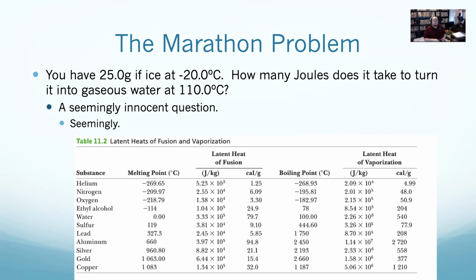Now, if it wasn't changing phase, we just say mc delta T. Boom, done. But if it's changing phase, you're going to have to deal with that. You're going to have to say how much heat is required to change all the phases and the temperature.